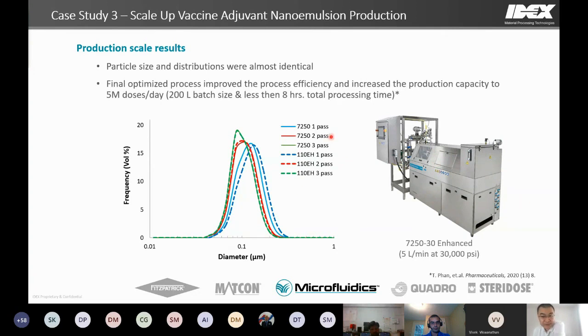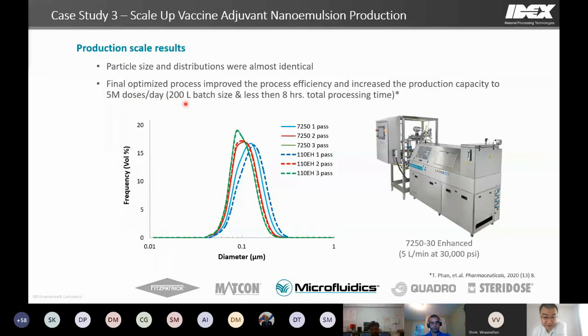So with this optimized formulation and process, remember, we cut down a lot on the number of passes and also increased the oil phase concentration, plus a few other changes around the entire process identified and improved by EDRI. EDRI eventually came to this conclusion that the adjuvant production capacity can reach 5 million doses per day, which is 5 times their original target.